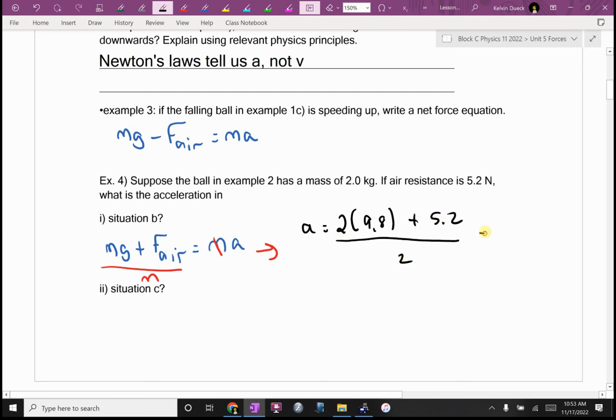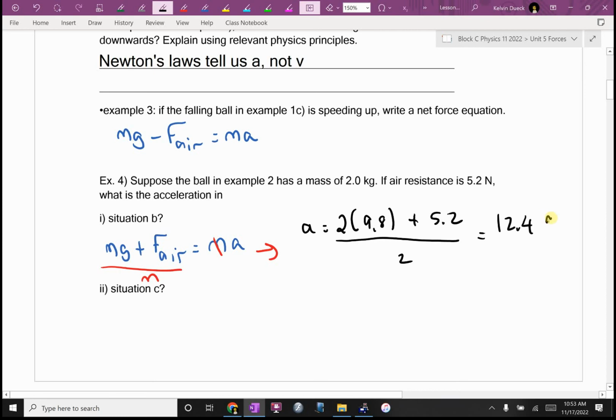Divided by 2. I should be able to do that in my head, because 2 times 9.8 is 19.6 plus 5.2. 19.6, 24.6, 24.8. Divide by 2, 14.7? No? Am I wrong? 12.7. No. 24 divided by 2 is 12. I could have showed off and I got it wrong. 12.4? Okay. I was way off. Units.